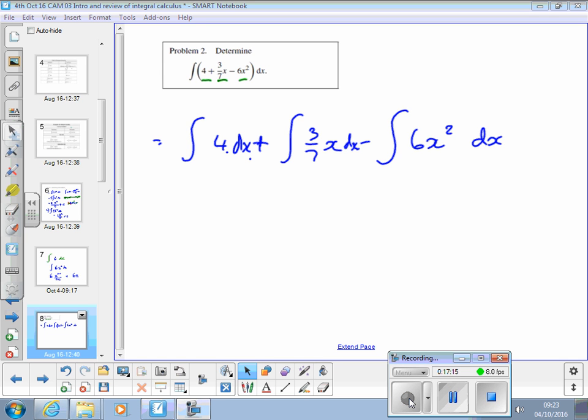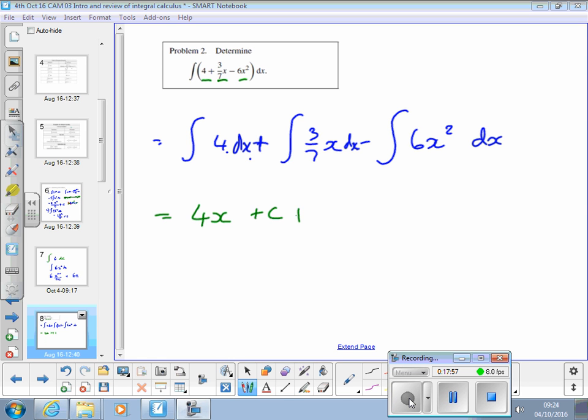Right guys, how are we doing? First step should be using the sum and subtraction rules to say that's all the separate integrals dealt with and added or subtracted from each other. So integral of 4 dx is... anything else? I'll talk about that in a minute. If you'd done that on its own, that would be 4x plus c.